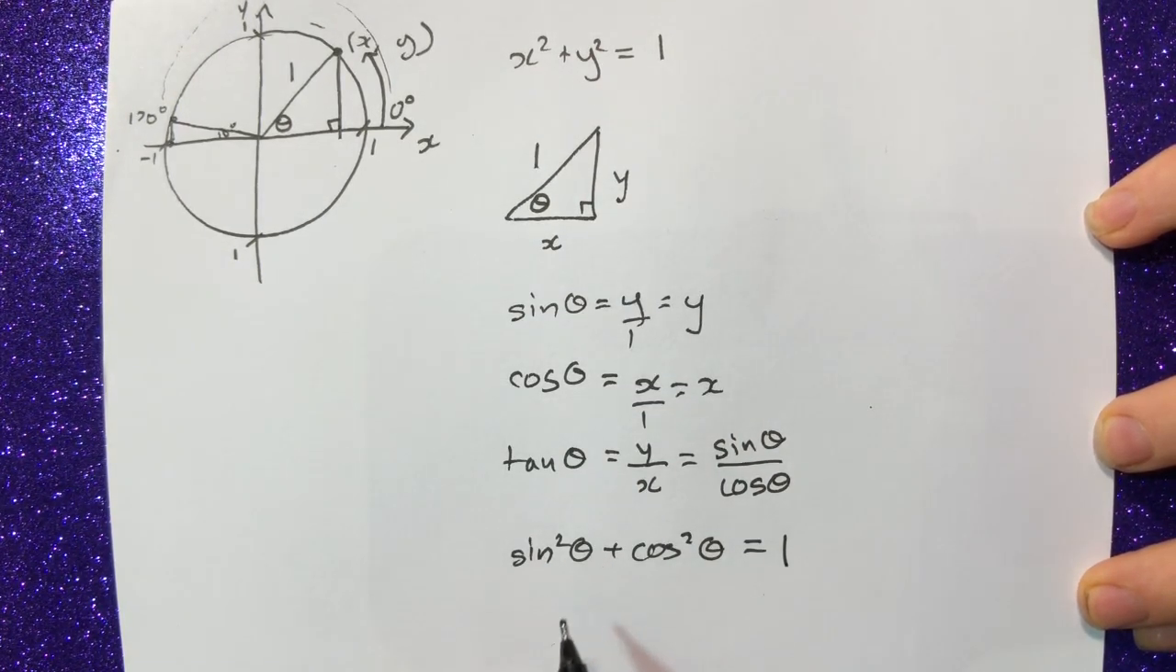Also, just a quick note, if I say sine squared theta, I mean the sine of theta all squared. It's just mathematicians decided that this was easier to write. So there you go.